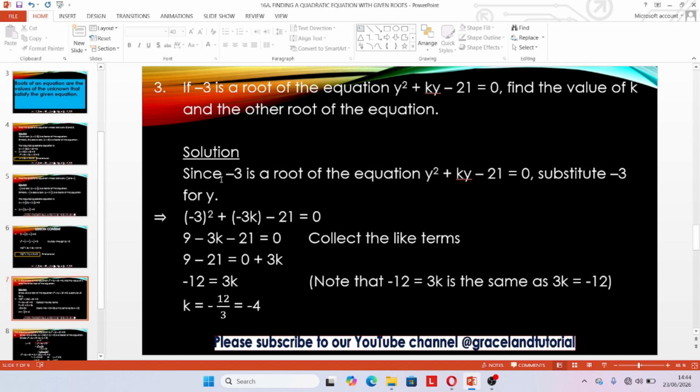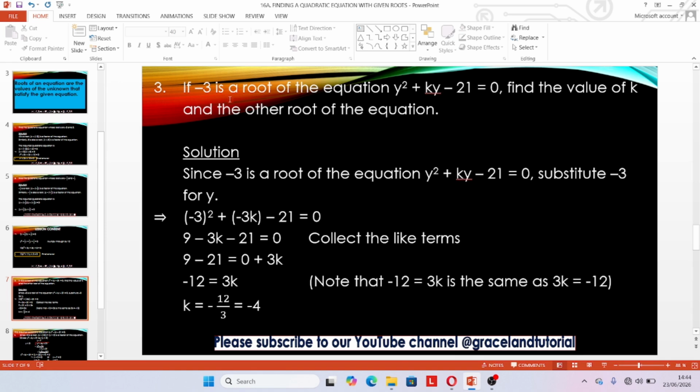And the last one, where one of the roots is given. If minus 3 is the root of the equation y squared plus ky minus 21 is equal to 0, find the value of k and the other root of the equation. Very easy. This is what we are going to do.